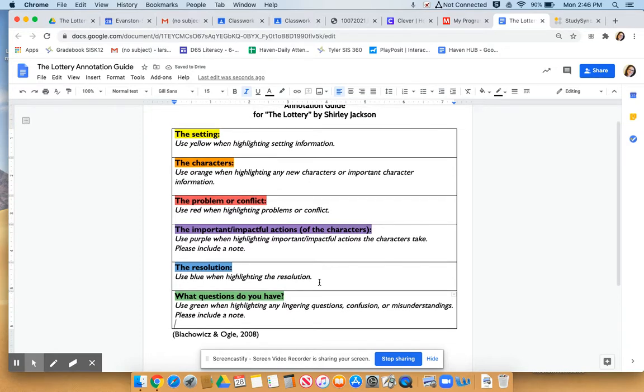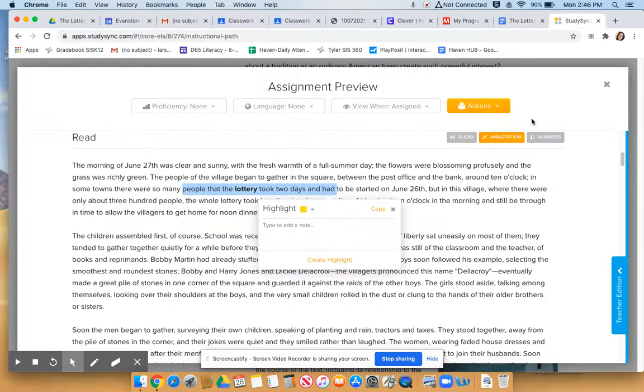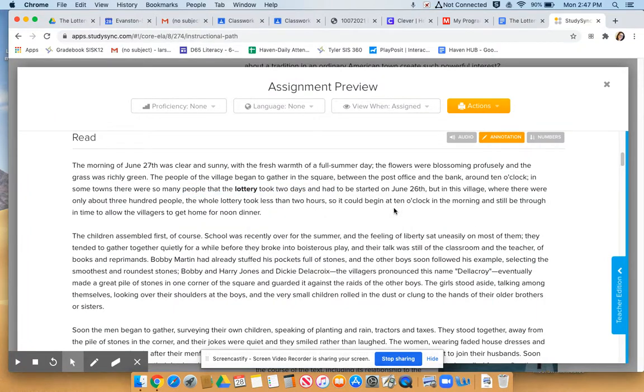Okay, so let's dive in. Before we do, let me stop for a minute and think, which of these am I probably going to be using most often, especially in the beginning? At the start of the story, we usually get introduced to the settings, so I know yellow will be a pretty important color. And also at the start of this story, we're of course going to get some characters, so let's definitely think about using orange. All right, so let's go back to the text. Let's X out of here and let's start reading.